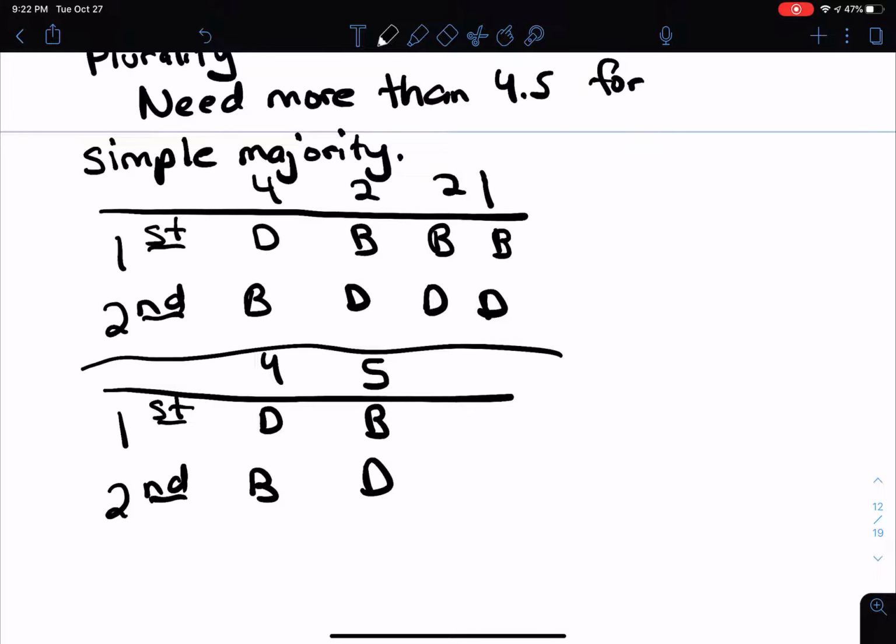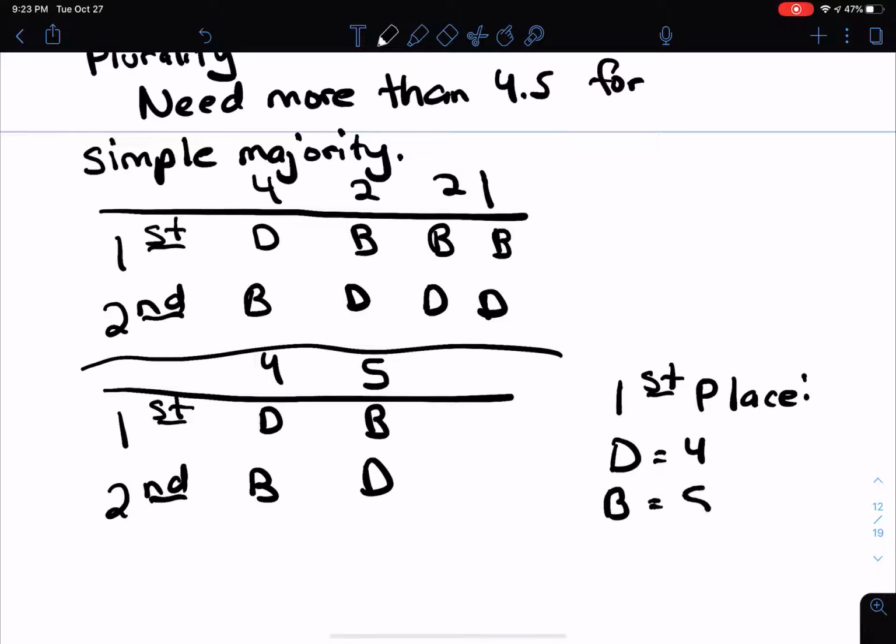All right, so now for first place votes, D has 4, B has 5. And remember, we needed more than 4.5 for a simple majority. So B has it. B has 5. So B is the winner by plurality with elimination.